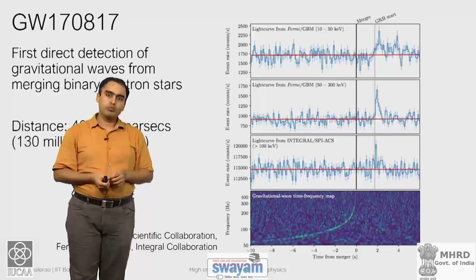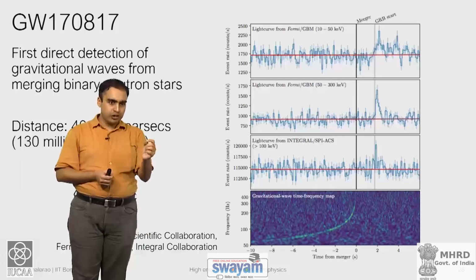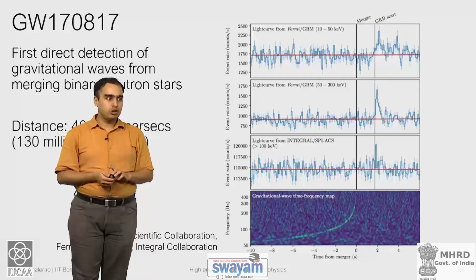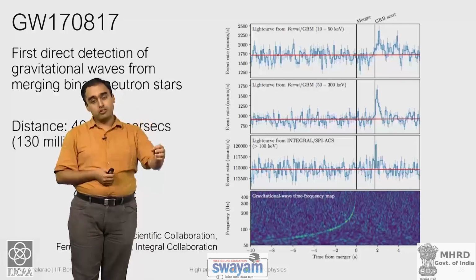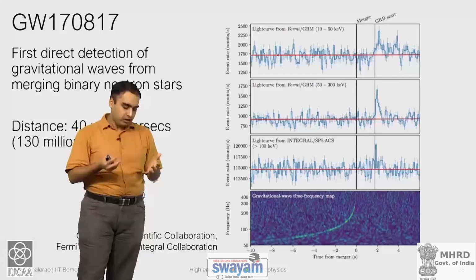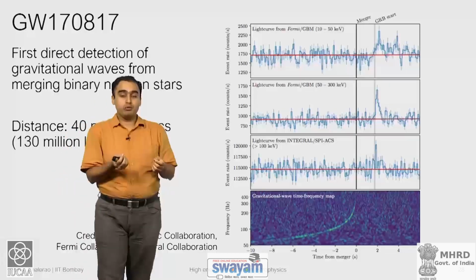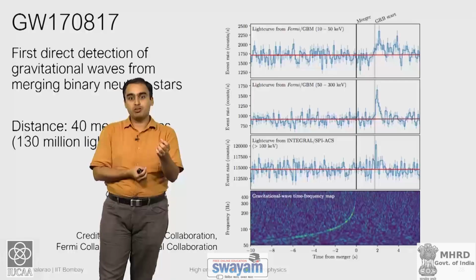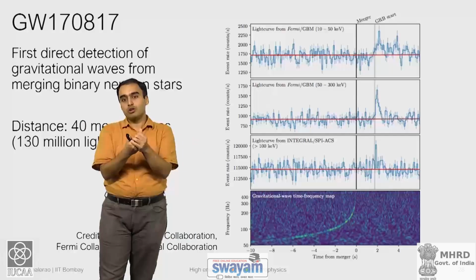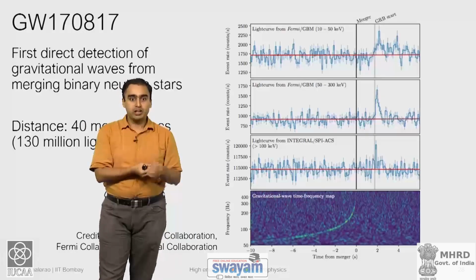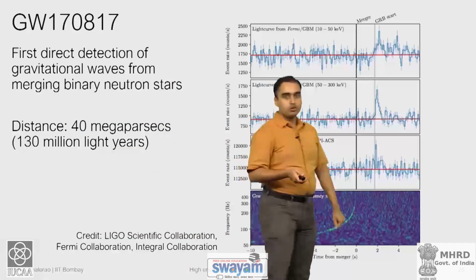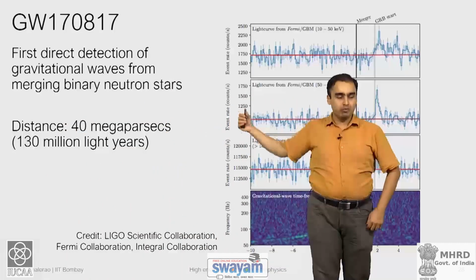So, just about 1.7 seconds after LIGO detected this merger, these two space telescopes actually saw a burst of gamma rays coming from roughly the same part of the sky, and that actually was the first time that we could verify that these short gamma ray bursts that we talked about a few slides ago actually arise from the merger of two neutron stars. Okay, and this event happened at a distance of about 40 megaparsecs from us. So, about 130 million light years ago.